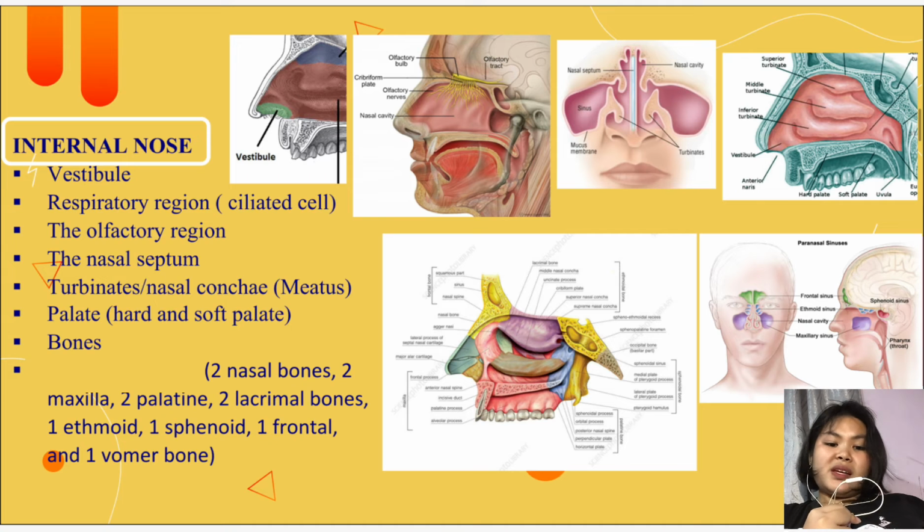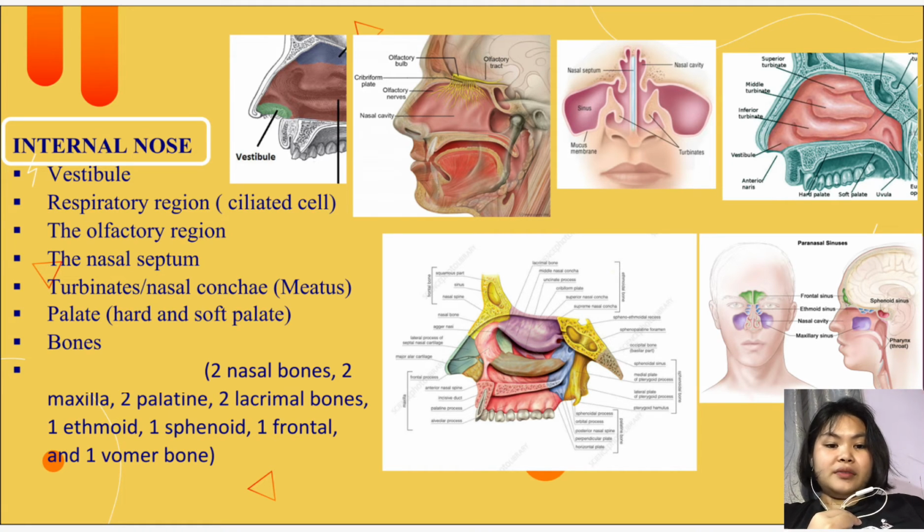Next, the nasal septum. The nasal septum is the wall of cartilage and bone in your nose, in the middle of the nasal respiratory cavity. It is made up of septal cartilage, the vomer bone, and the perpendicular plate of the ethmoid bone. The septum divides the nasal cavity inside your nose into the right and left side.